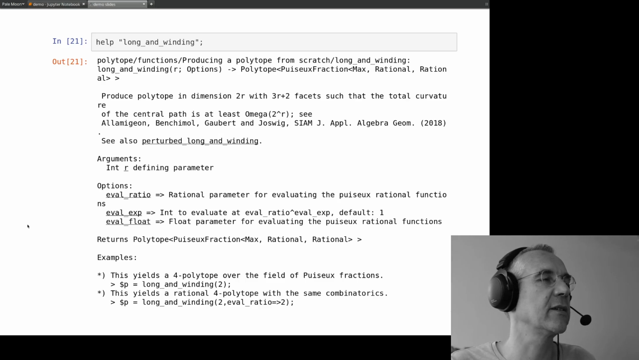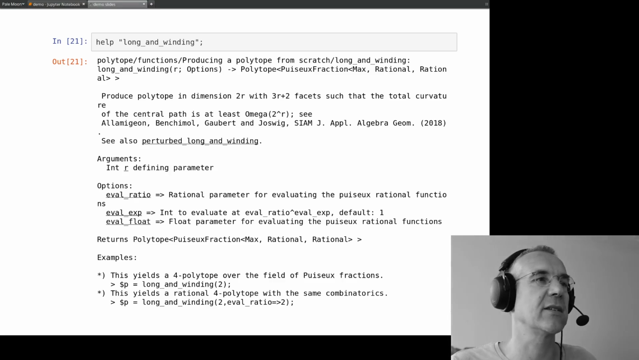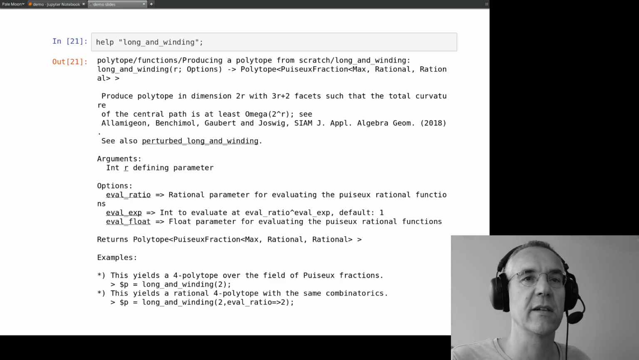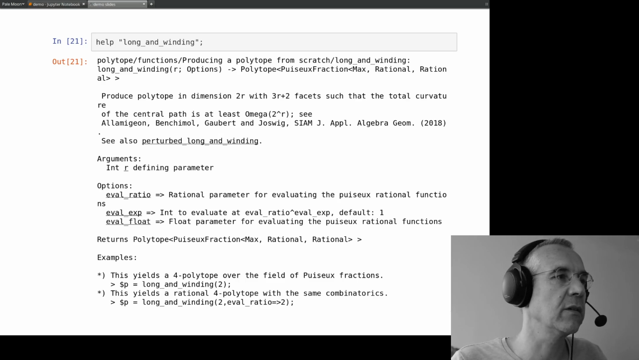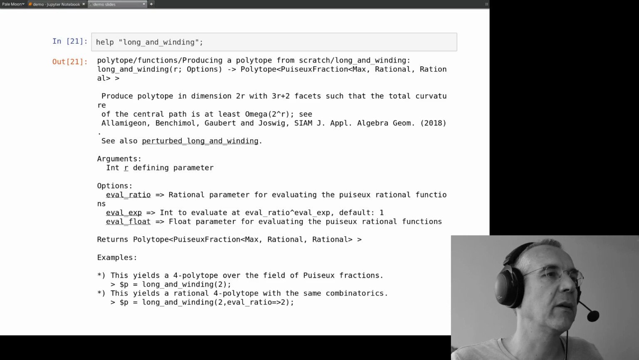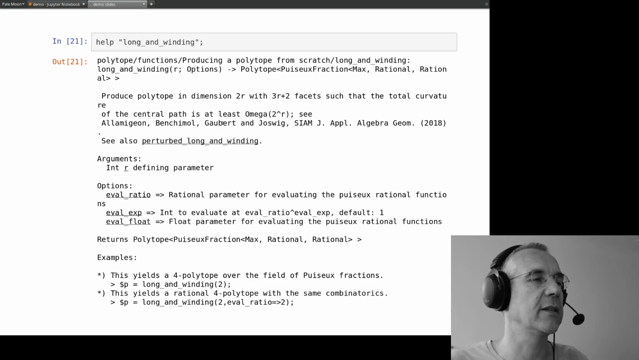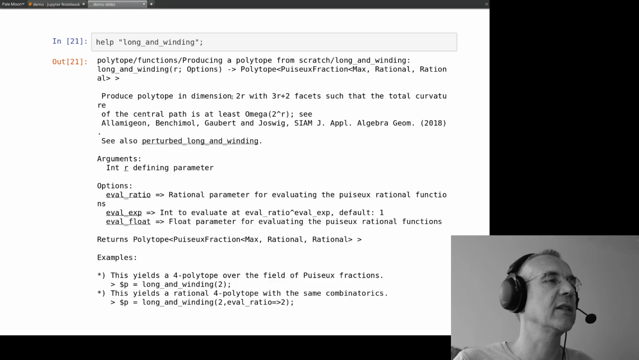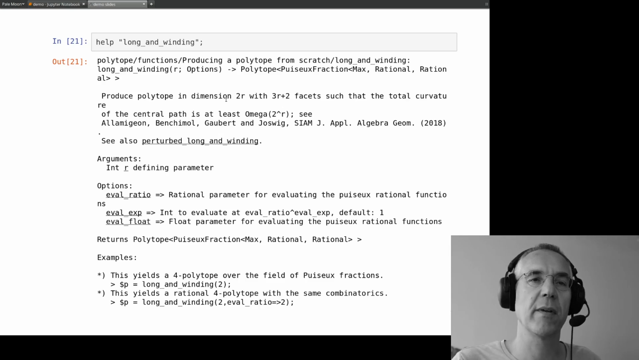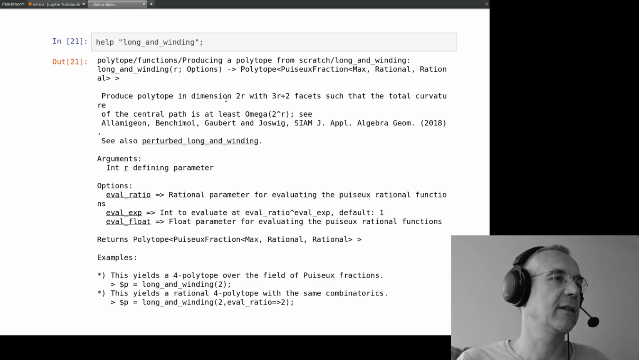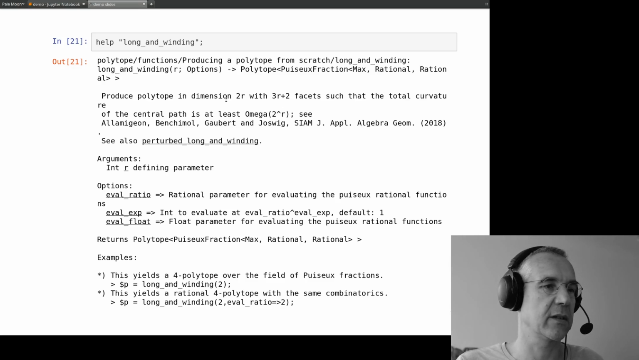And for instance, here's this function long and winding. This constructs an interesting class of convex polytopes over this field of rational functions, which is again interesting from a combinatorial optimization point of view, because as we showed in joint work with Xavier Allamigeon, Pascal Benchimol and Stéphane Gaubert, that particular class of polytopes that you can compute with this function has a very complicated central path, such that standard interior point methods exhibit an exponential behavior on these things.